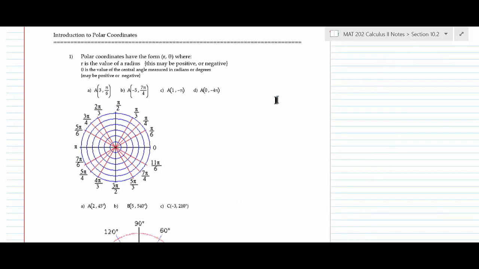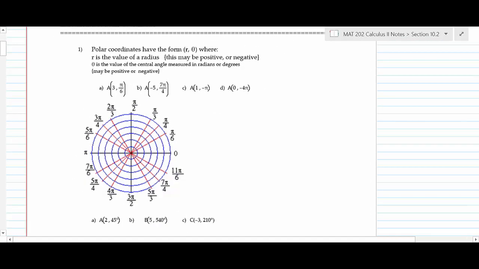Okay, so I'm going to run through just sort of the basics on this. I actually don't do anything different than what you would have done in trig. So let's just remind ourselves how to plot points and everything. A polar coordinate has coordinates r, theta.